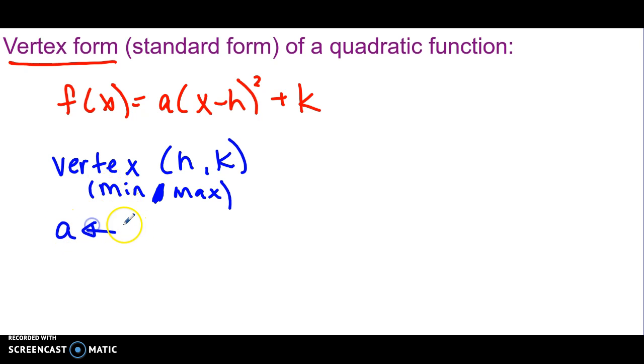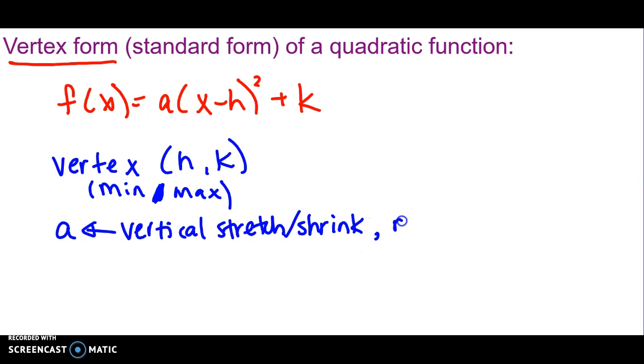So a will tell me if I have a vertical stretch or shrink. And a, depending on if it were positive or negative, would also tell me if there's going to be some kind of reflection of the graph, which is what I was kind of hinting at: how a can tell us if this will be a min or a max.